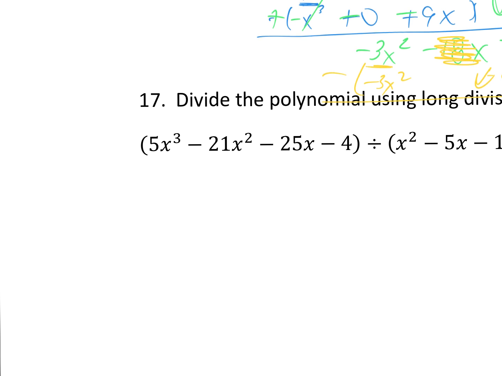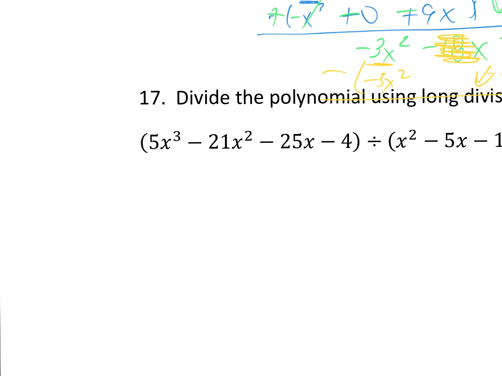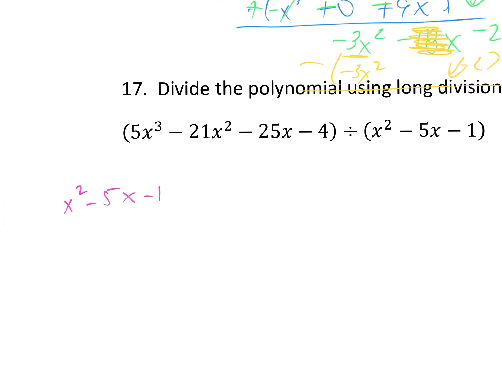All right. So let's long division here. We have a trinomial on the outside, x squared minus 5x minus 1, and then on the inside, 5x cubed minus 21x squared minus 25x minus 4. Do you have any holes? Do you have any places where exponents are not accounted for? No. So we're okay here. We can just go ahead and start.